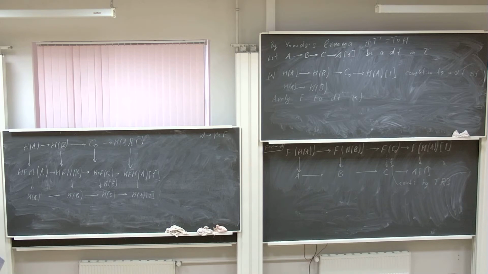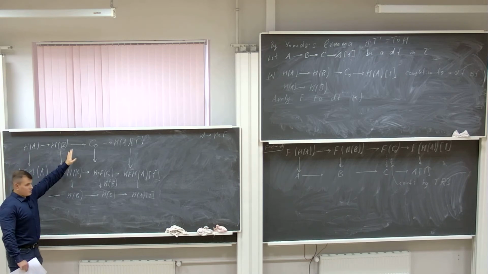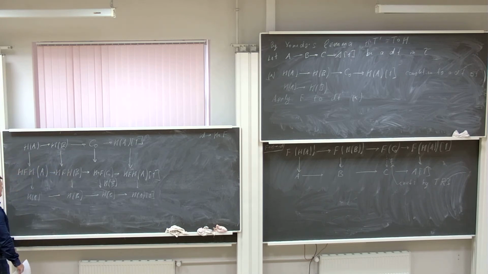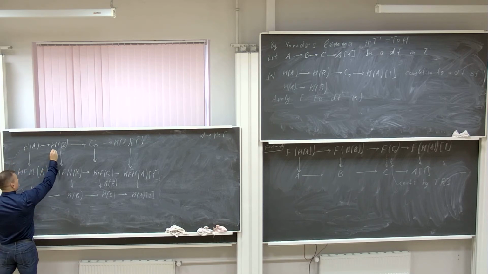What is the distinguished triangle? This one? I don't claim this is a distinguished triangle. I only claim that this thing is a distinguished triangle. Is this a distinguished triangle? We don't know, and we also don't know this, because suppose we know that this in the bottom row is a distinguished triangle, then we can easily finish the proof, right? What are these 2 vertical dotted arrows?